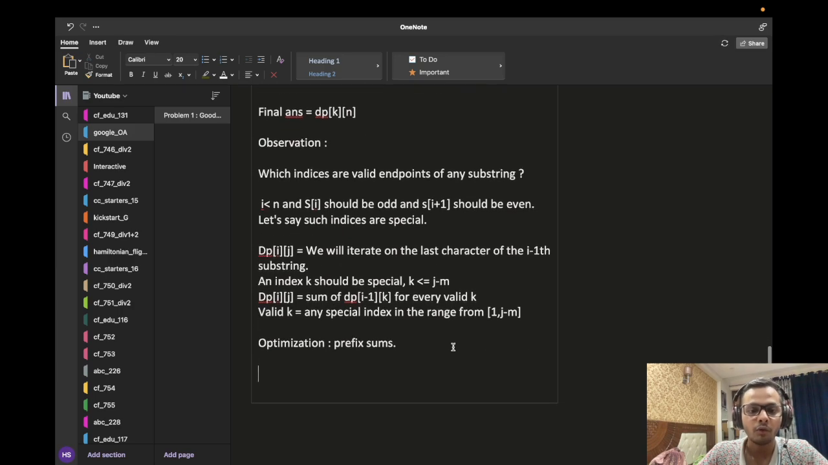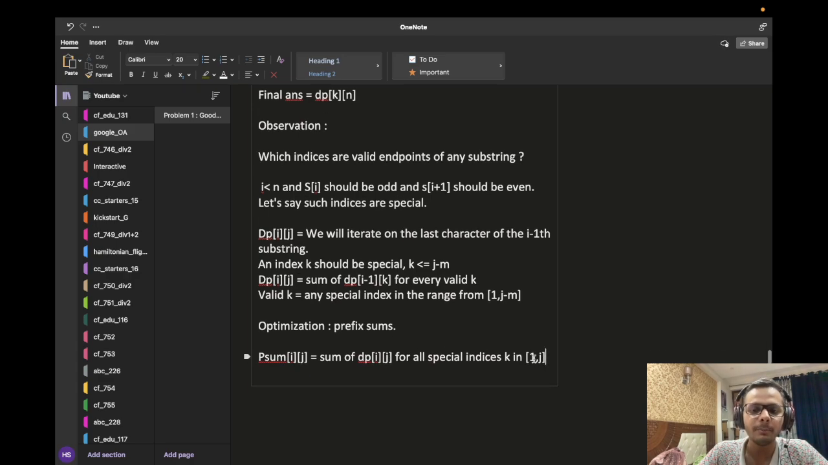Now what is prefix sum basically denoting? We can maintain another 2D array, psum[i][j], where psum[i][j] is basically the sum of dp[i][k] for all special indices k in 1 to j, right? So this will store the sum of all dp values for all the special indices in the range from 1 to j. If we maintain this prefix sum, then our transitions become very easy.